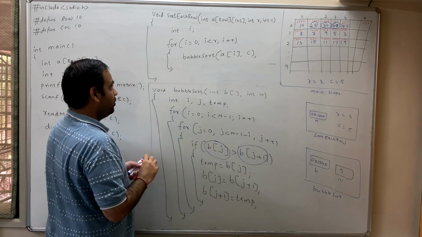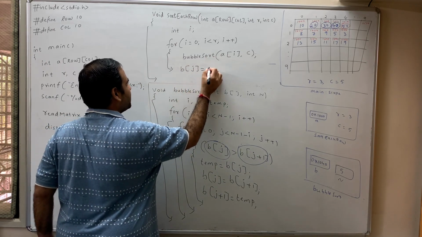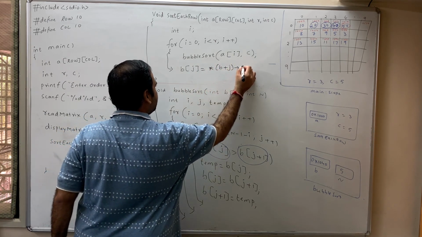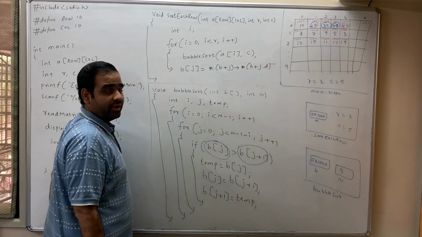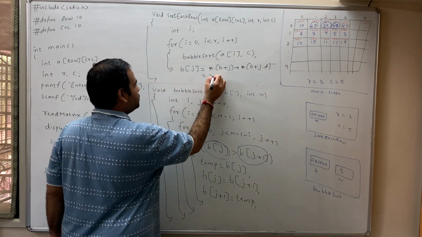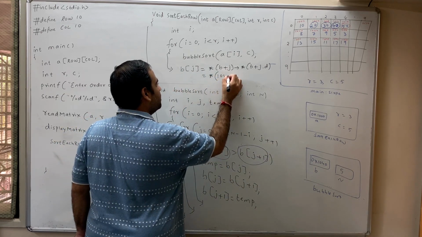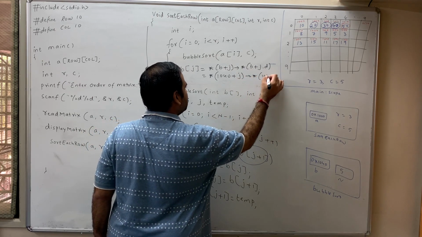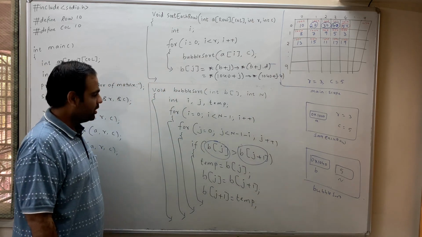Now if I want to calculate b of j, b of j is equal to *(b + j), and what does the compiler convert internally? *(b + j * d). Is that okay? Now this is equal to star, what is the value of b now? It is 1040 + j, which converts to 1040 + j * 4 because the value of d is 4.